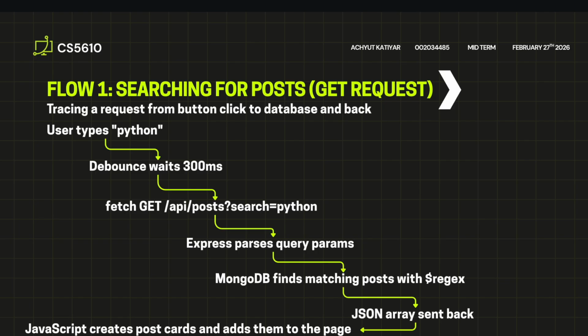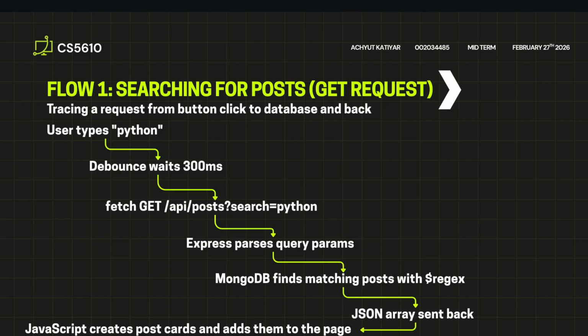Then we call MongoDB's find method with this filter and sort, and MongoDB does its thing and returns an array of matching post documents. Back on the front end, the JSON response comes back. JavaScript loops through the array, and for each post, it calls createPostCard to build a DOM element and append it to the grid.